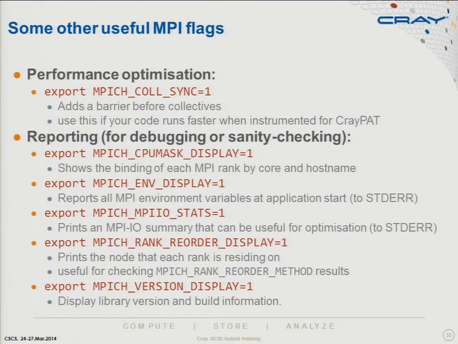And finally, you can get information about the library printed out. Yes, this is extra information in the log of your job script, but there's really no reason not to set these. They're not going to have a performance implication because they only actually do anything in MPI startup or MPI finalize.